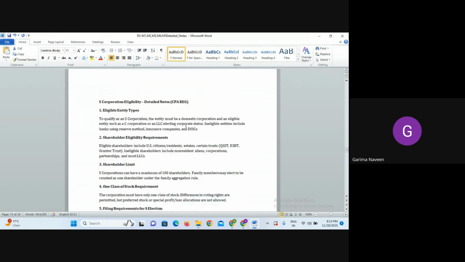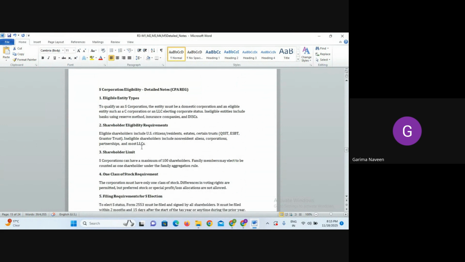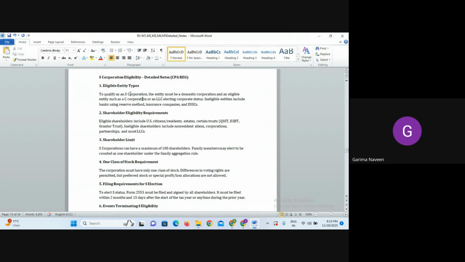Next, eligibility criteria is again given in some detail. First is eligible entity type. As I told you, only individuals and certain trusts are allowed to be a part of S corporation. To qualify as S corporation, the entity must be domestic, first of all. It should be incorporated in the US, and an eligible entity such as a C corporation or LLC electing corporation status. Ineligible entities include banks using the reserve method, insurance companies, and DISCs.